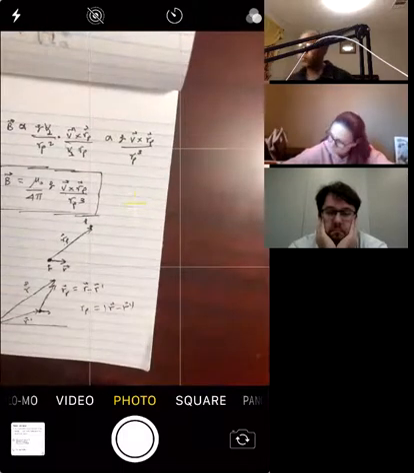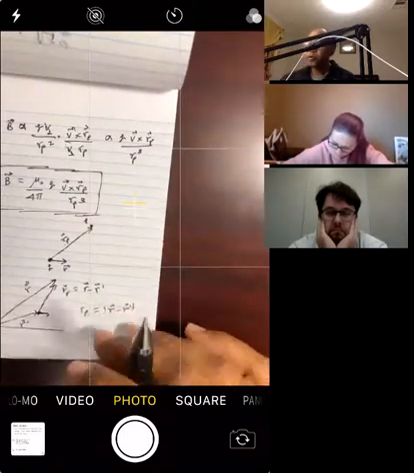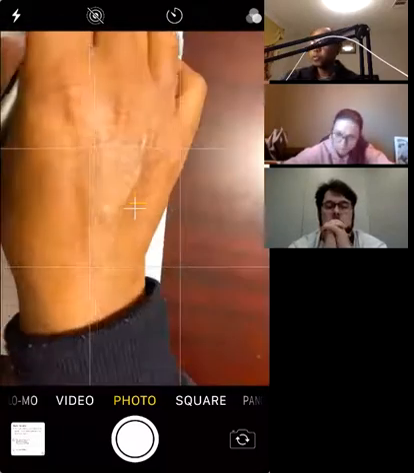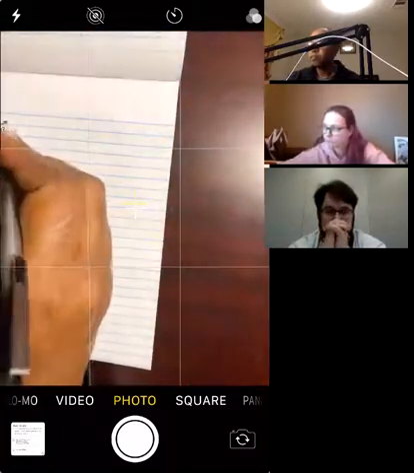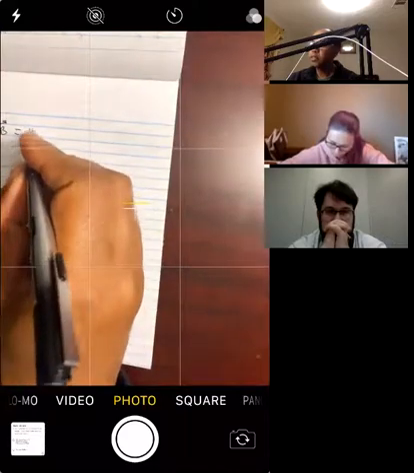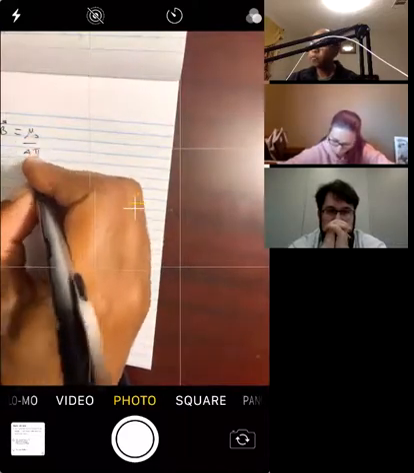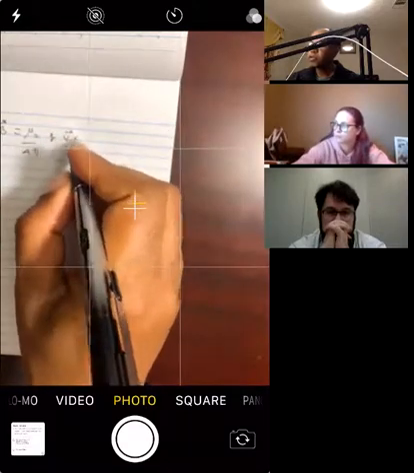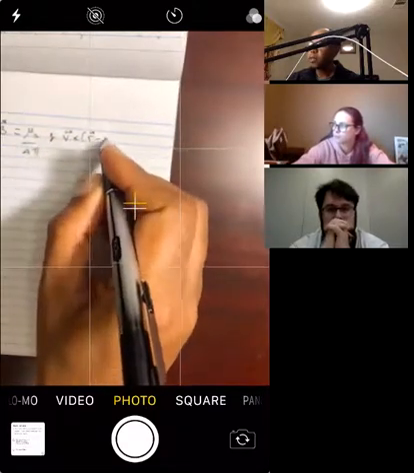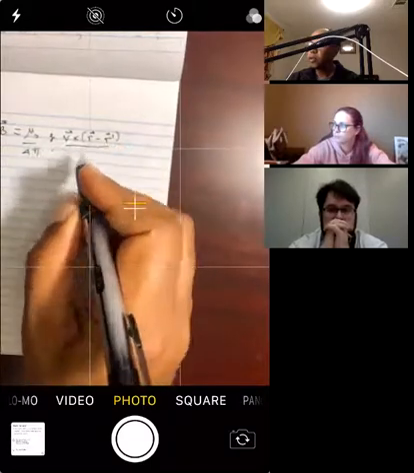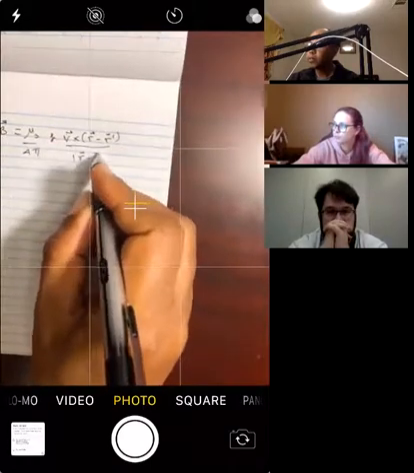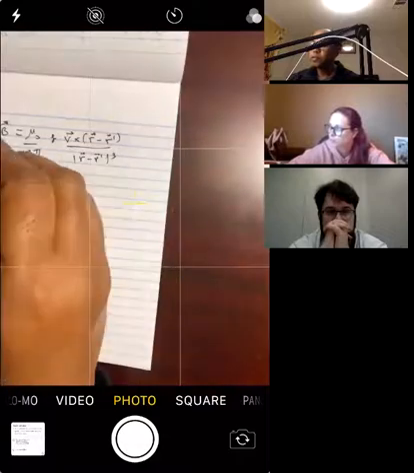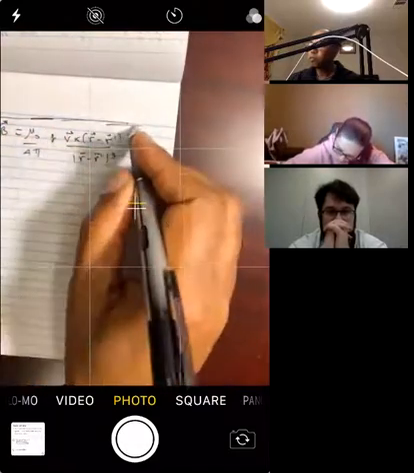So with respect to an arbitrary coordinate system, we can write the formula as follows: the magnetic field equals the constant mu naught over 4 pi, times the charge, times V crossed with R minus R prime, divided by the magnitude of R minus R prime cubed. So this is the general formula.